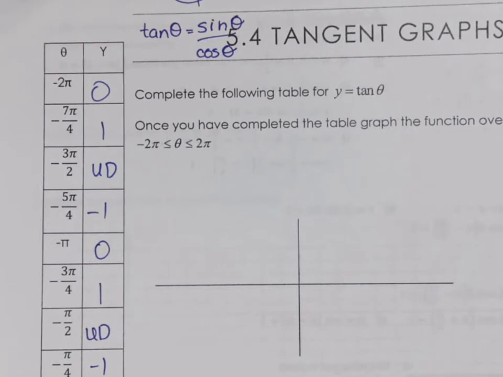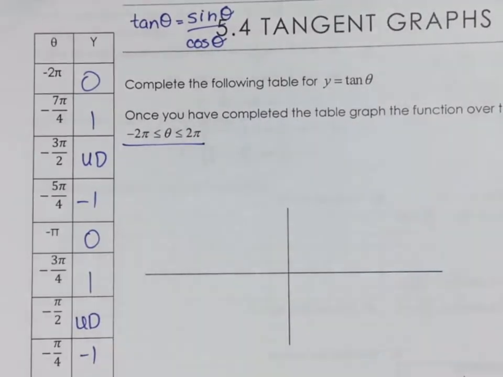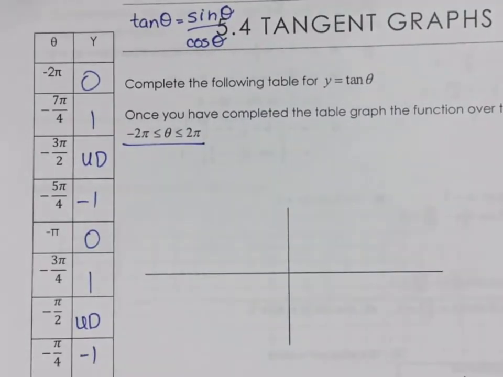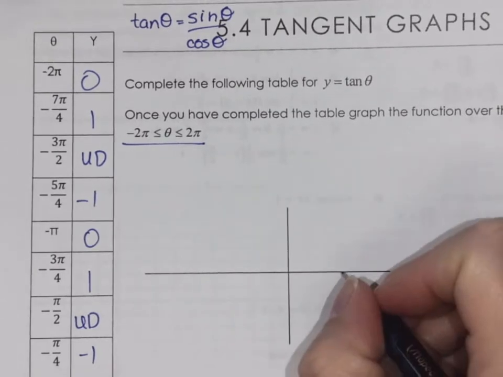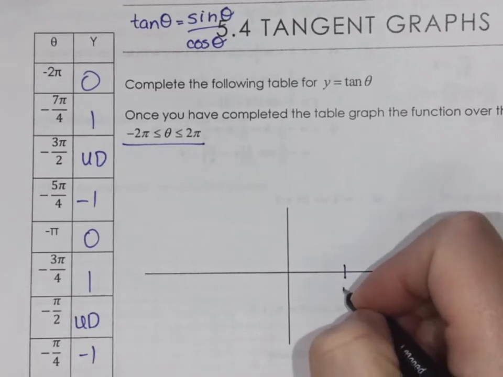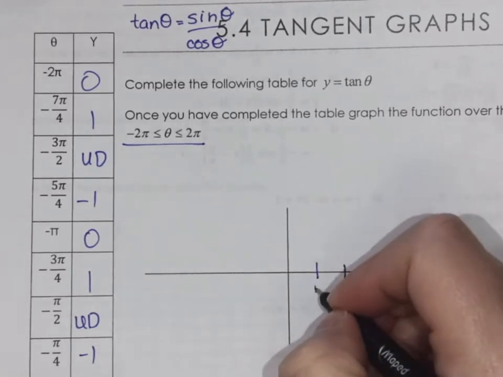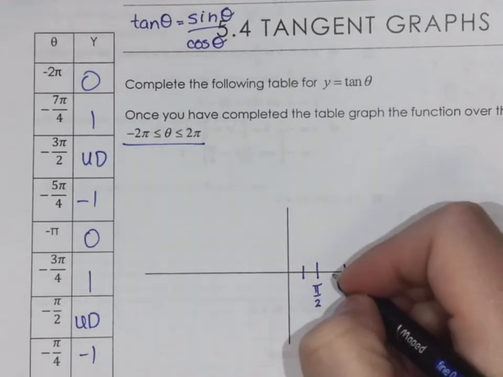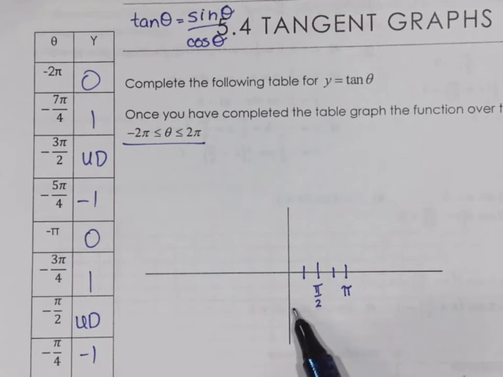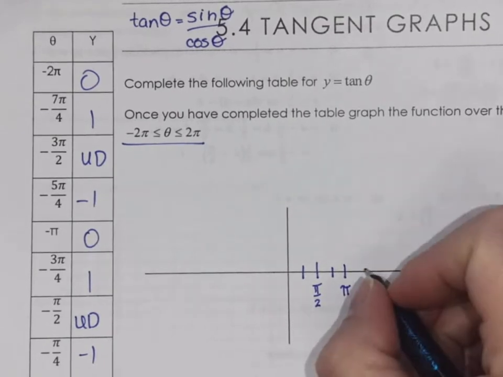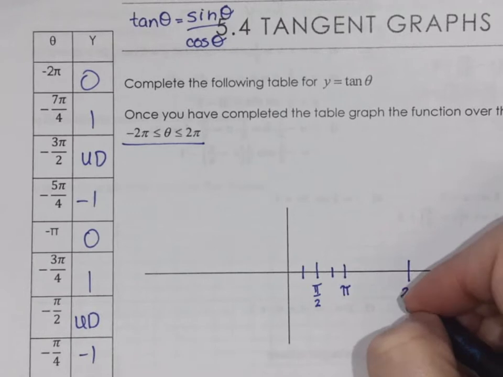Okay, so let's graph. And it says I have to graph it over 2 periods. No, that's 4 periods, but from -2 pi to +2 pi. All right, I drop a pi on there. This would be pi over 2. And you guys would agree that those would be quarter pies? Right? So pi over 4, 3 pi over 4.